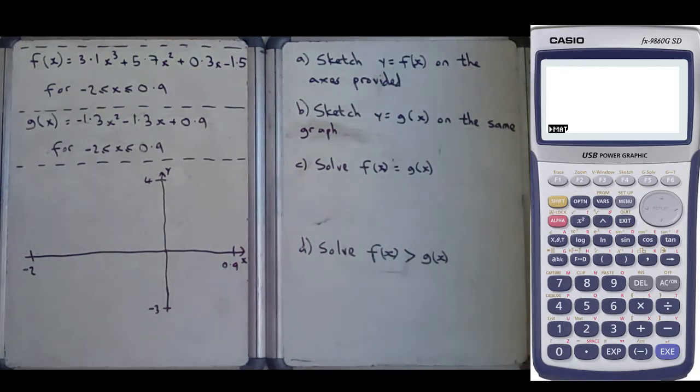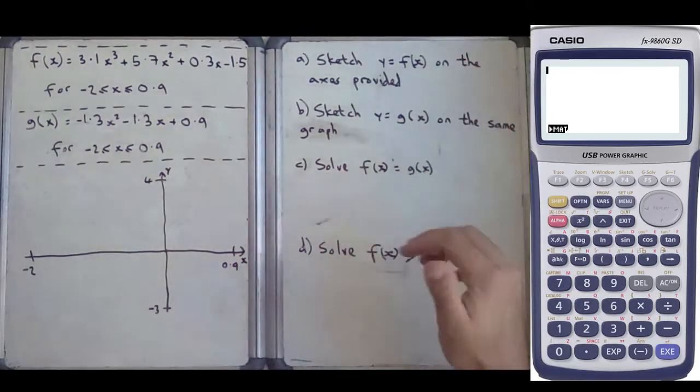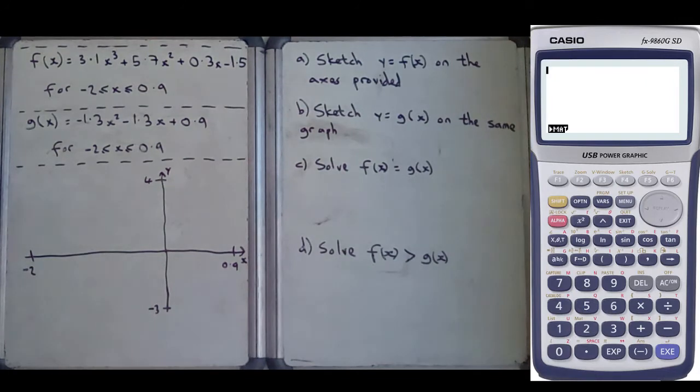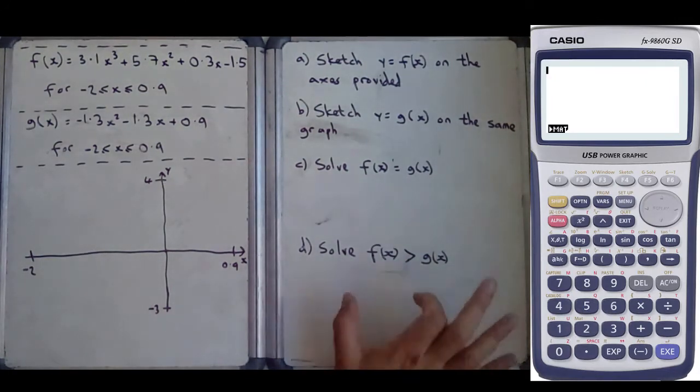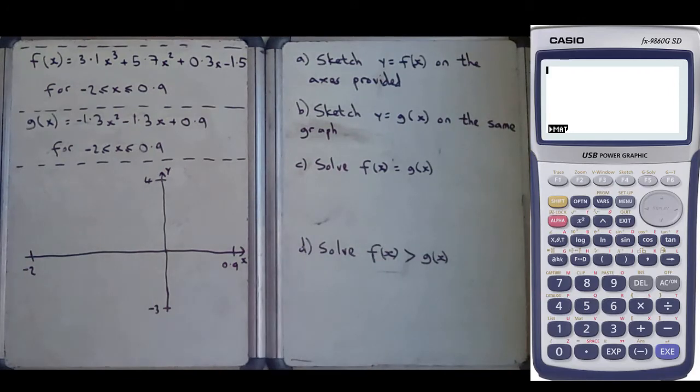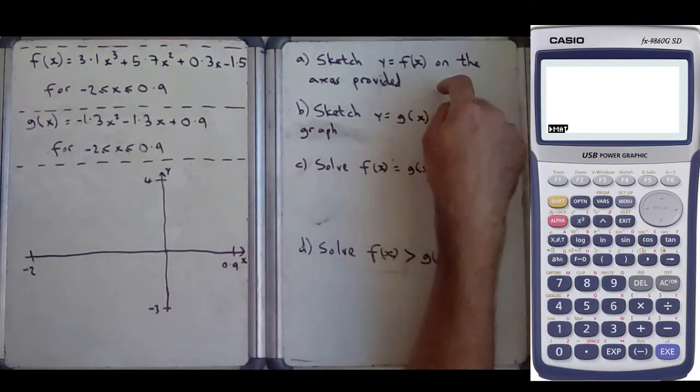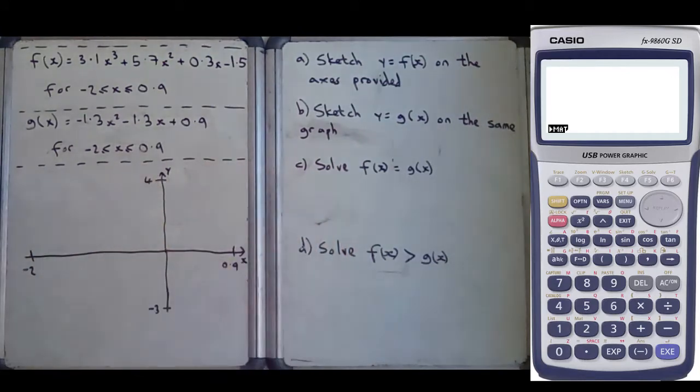So A, B and C have all been covered in previous videos. Part D is new, but we're going to need A, B and C to solve D anyway. We're going to use the information gathered in those, so it shouldn't be a problem. Just to go straight into f of x is greater than g of x, we'd have to do all of this anyway, and it should help to reinforce anyway. So we will begin with part A, sketch y equals f of x on the axes provided.